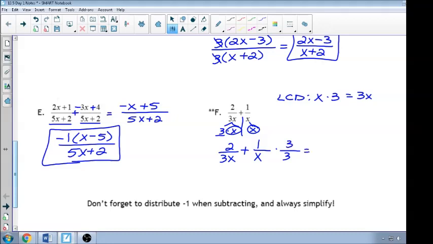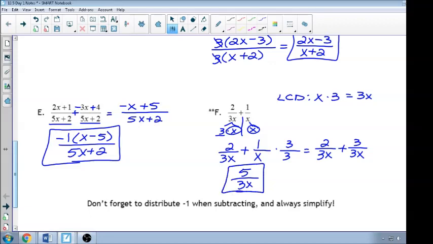So this leads me to have 2 over 3x plus 3 over 3x. Now both of my denominators are 3x, meaning I can add the 2 and the 3 to make this 5 over 3x, and I will be done at that point.